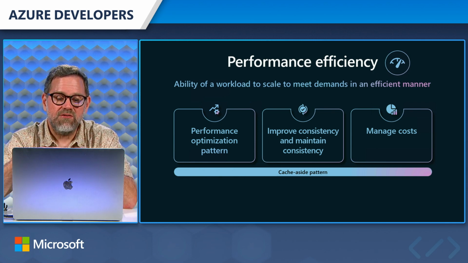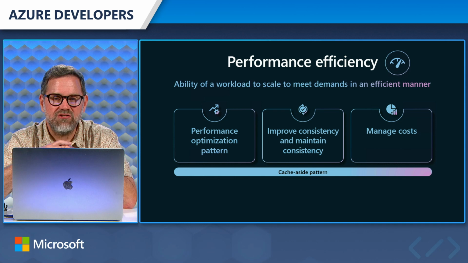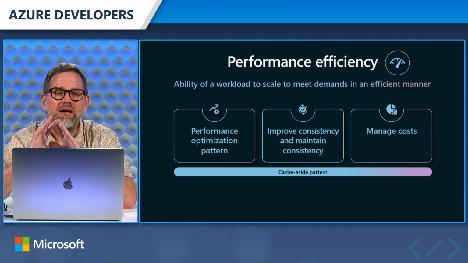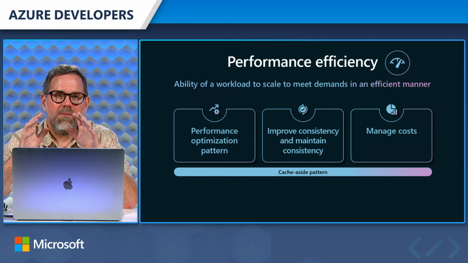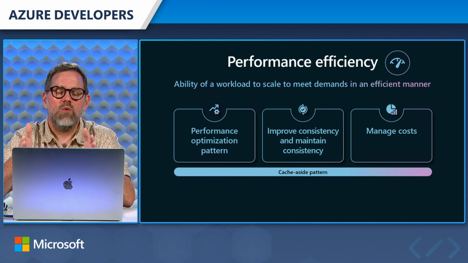Now, we're going to jump right into it, and we're going to talk about something called the cache-aside pattern. The cache-aside pattern is a coding pattern, something that we would implement when we sit down and write our code. It's all about the ability to performance optimize our pattern. That's one of the things that it does. And what it does is sit in between our database and our web app.